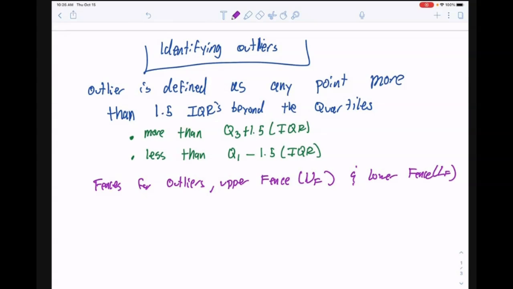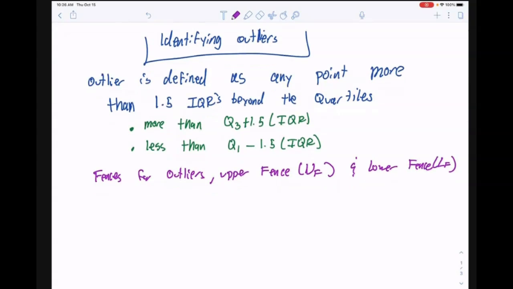This formula is not given on the AP exam, so this formula is something that you probably need to have readily available to you or put to memory. 1.5 IQRs. That outlier, 1.5 IQRs. Of course, that's your first step.